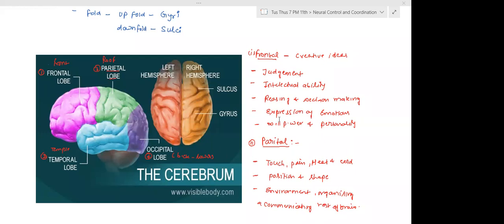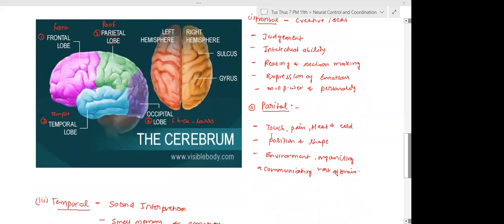So the function of frontal we got. Now the function of parietal, the rooftop part: touch, pain, heat, and cold. All these senses are received and their responses controlled by this parietal part. Position and shape of any object is determined. What the shape of the object is, what the position of any object is, that is also determined by the parietal part. To understand the environment, to organize things, communication, this is all controlled by the parietal brain, right?